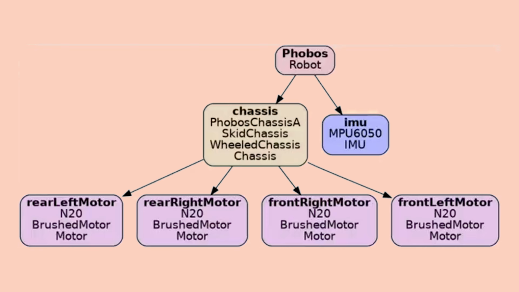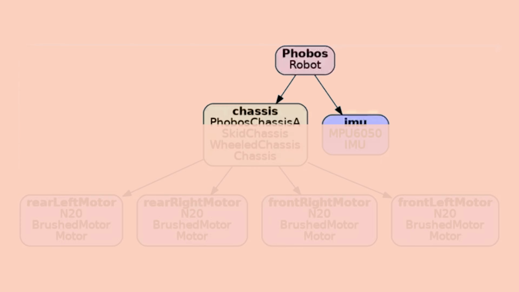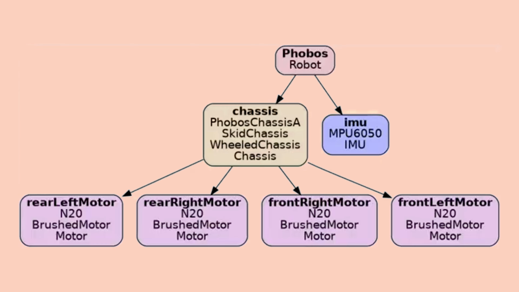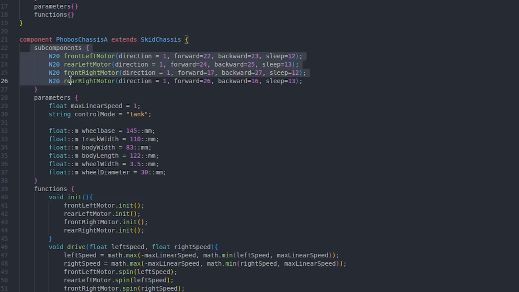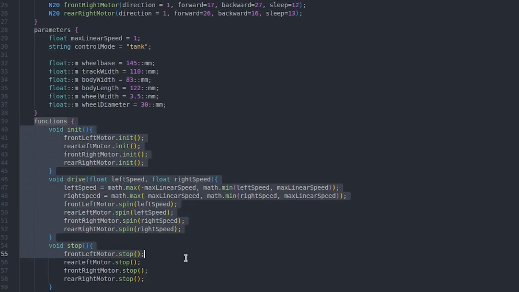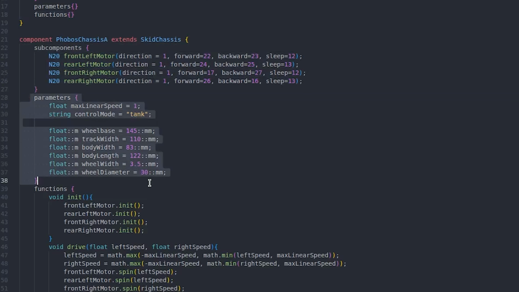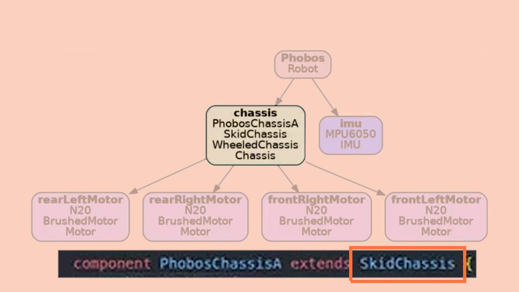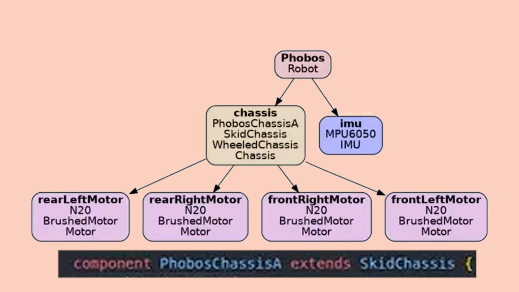A robot is a tree of components, with the robot at its root, and its subcomponents branching down from there. Each component has a set of subcomponents, parameters, and functions. This chassis is of type skid chassis, which itself extends wheeled chassis in chassis. This system of inheritance allows users to expect the information a config might include.